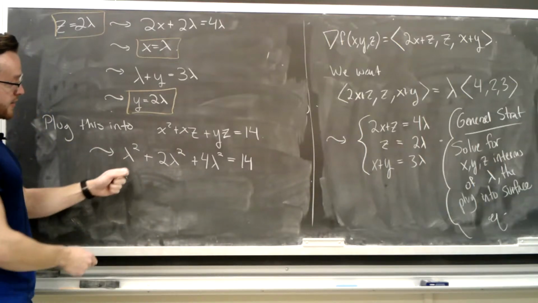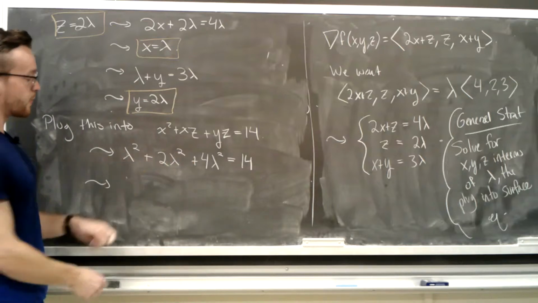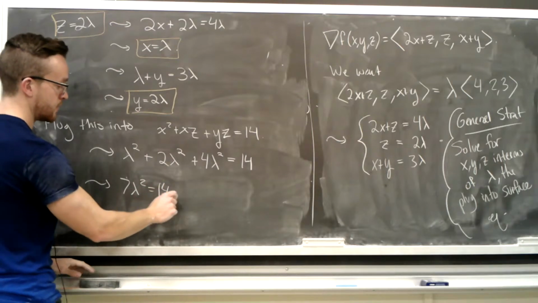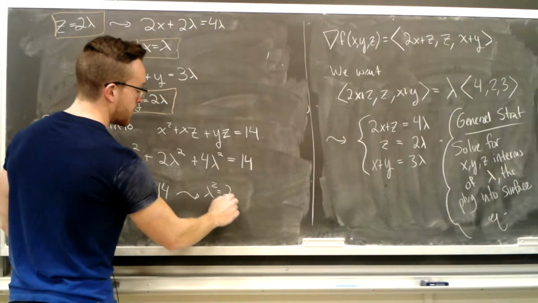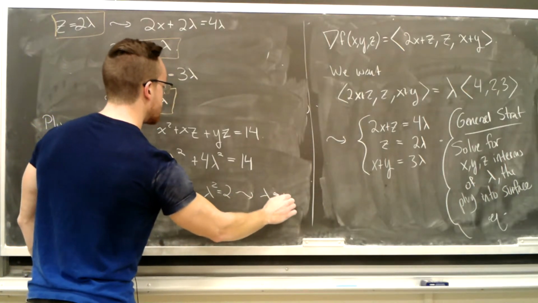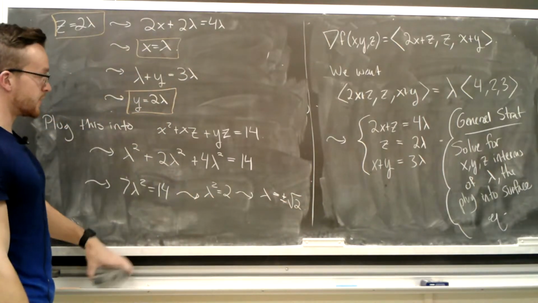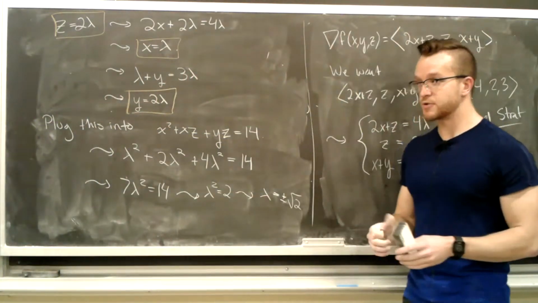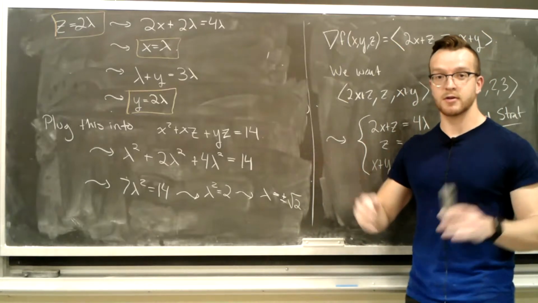Anyway, let's see, what do we have? 3 lambda squared plus 4 lambda squared is 7 lambda squared equals 14. So therefore, lambda squared is 2. And so lambda could be plus or minus the square root of 2. Nice. Okay, so I've got 2 lambda values, which is going to give me 2 different points, and that'll do it.